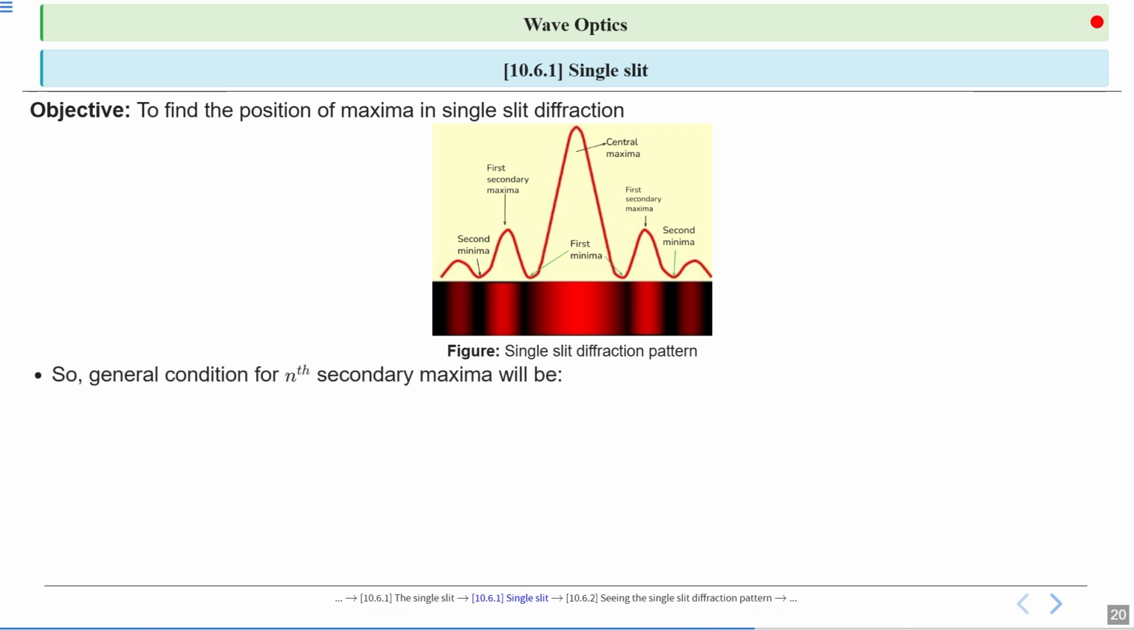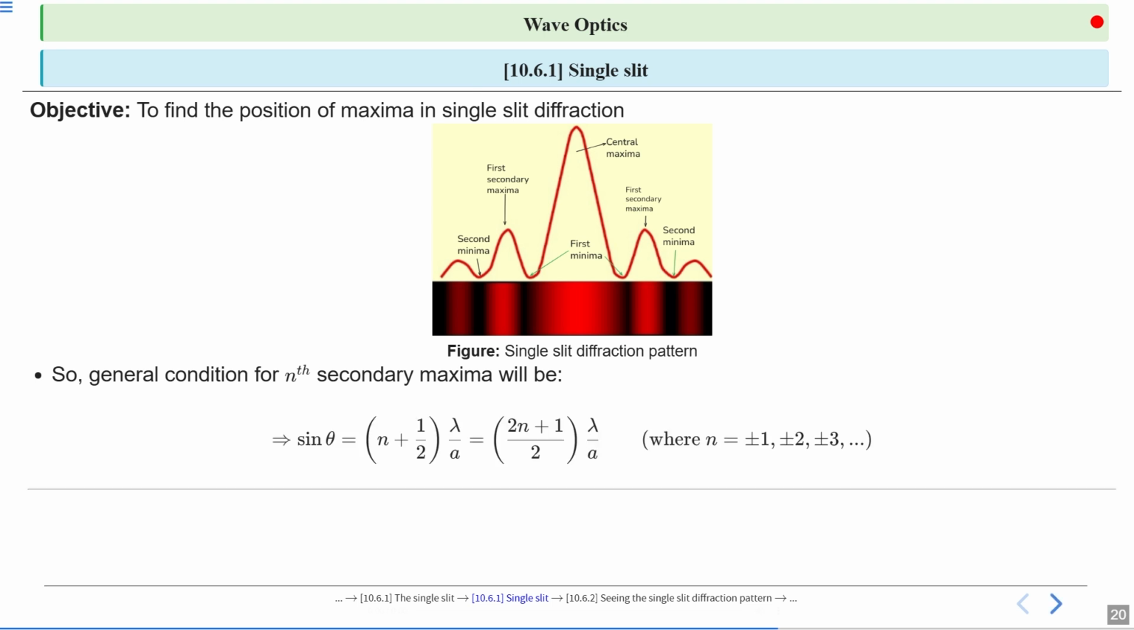So let's delve into the general condition for finding the nth secondary maxima in a single slit diffraction pattern. It helps us understand where the bright spots or maxima will appear on the screen. The mathematical expression for the condition of nth secondary maxima is given by sine theta equals n plus 1 by 2 multiplied by lambda by a, equals 2n plus 1 upon 2 multiplied by lambda upon a, where n can be positive or negative integers like plus or minus 1, 2, 3 and so on.